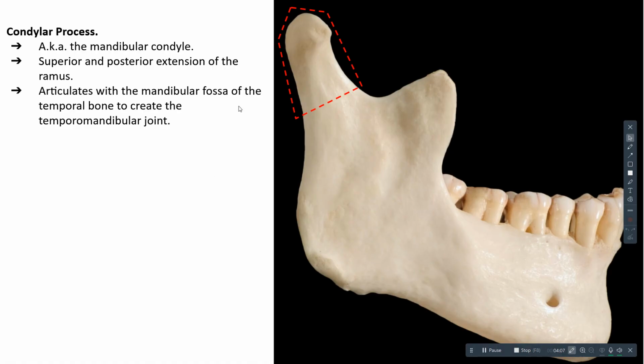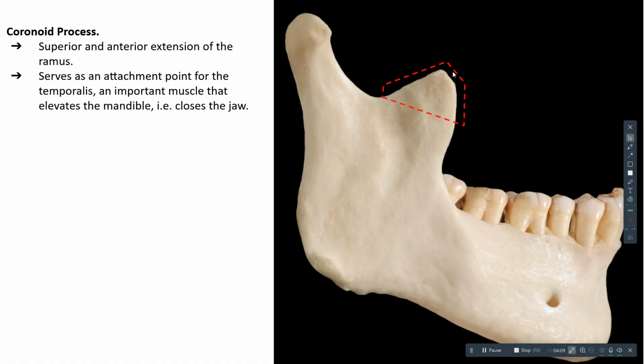Now, anterior to that condylar process is the coronoid process. And so not quite as rounded because it is not for joint formation. It is instead an attachment point for an important muscle called the temporalis, which is going to elevate the mandible. In other words, pull the jaw shut.